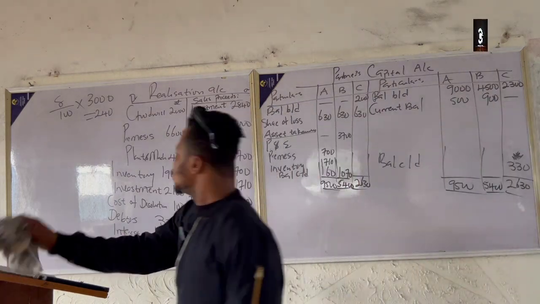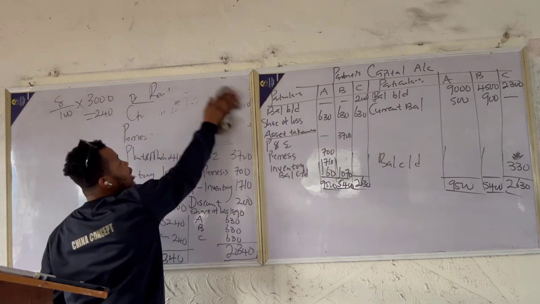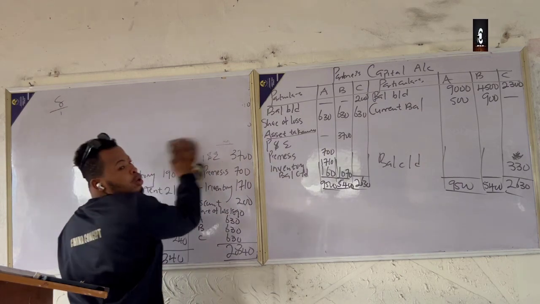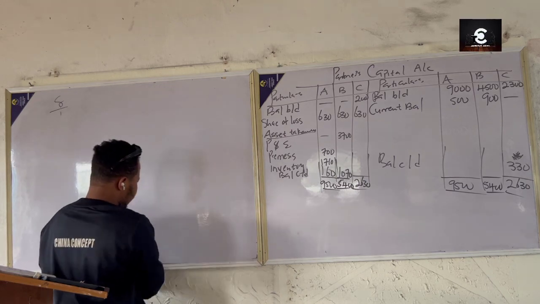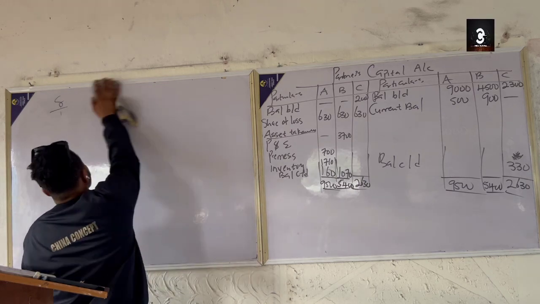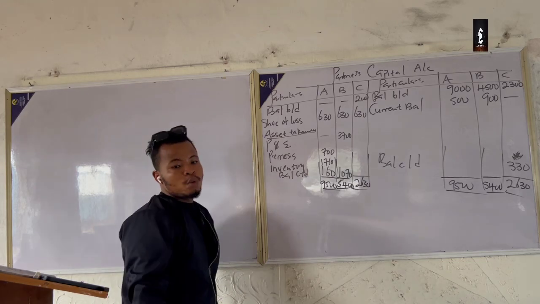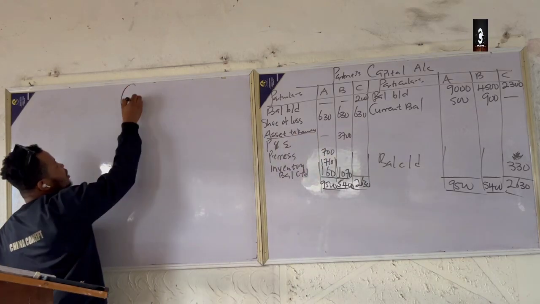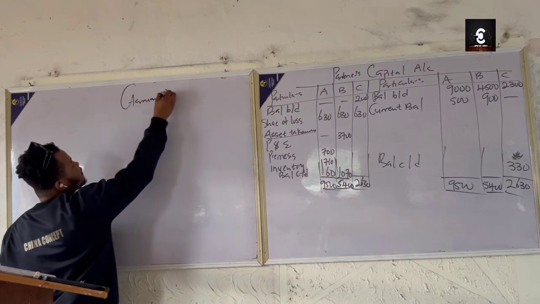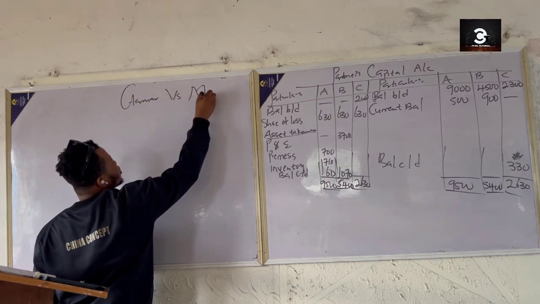This 330 will be shared among the partners. So how do we share it? We use the Garner versus Murray approach. Quickly, what do we do? You open the Garner versus Murray account, Garner versus Murray.